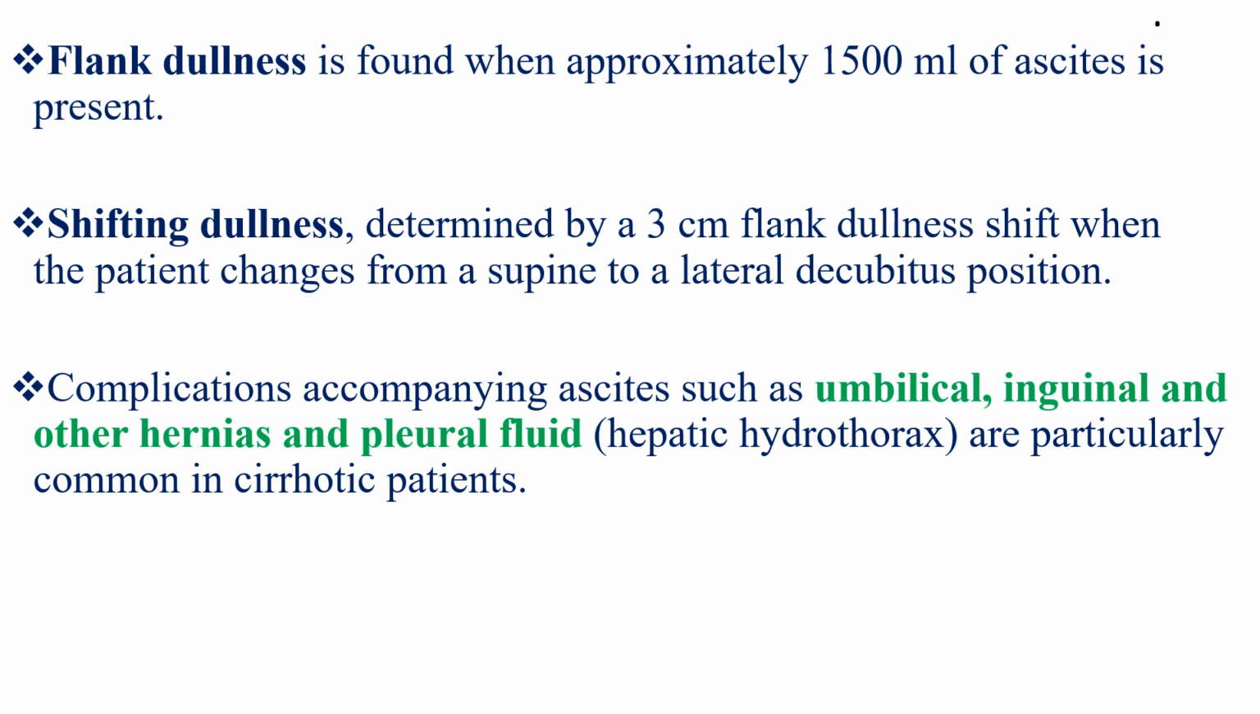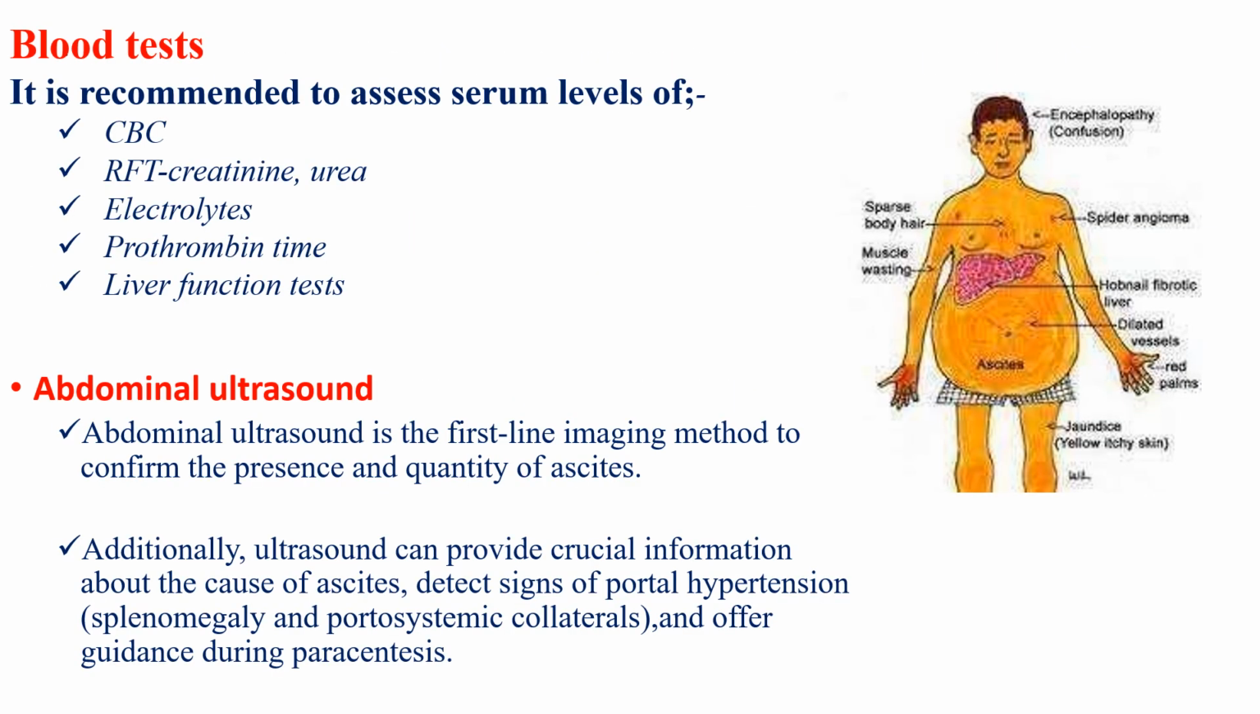Complications associated with ascites such as umbilical, inguinal, and other hernias and pleural fluid are particularly common in cirrhotic patients. So we should check for the presence of those complications, check for fluid thrill, shifting dullness, and flank fullness.